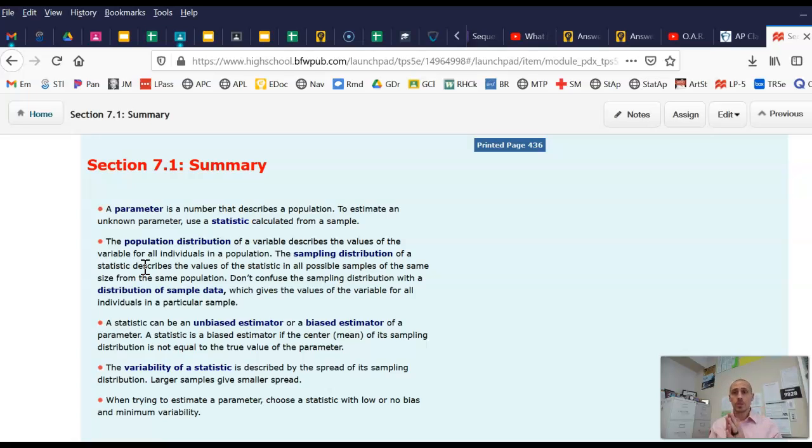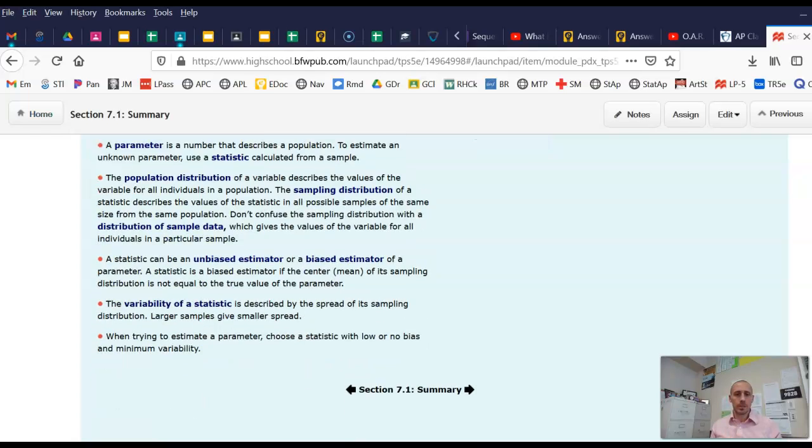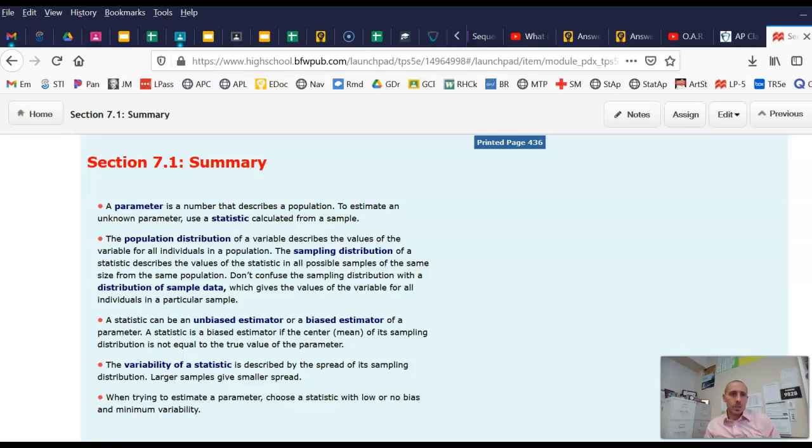Unbiased estimator means your sampling distribution is centered at the parameter. Biased means it's not. Variability is all due to the sample size. Larger sample size, less variability, more precise. And ideally, we want unbiased and low variability. So that was the video on section 7.1.